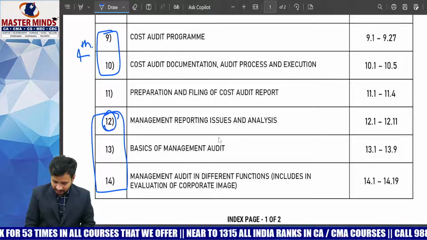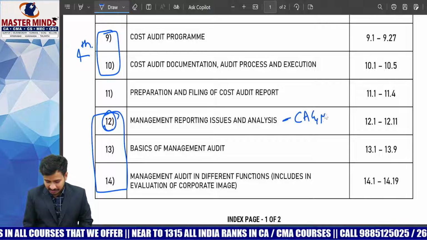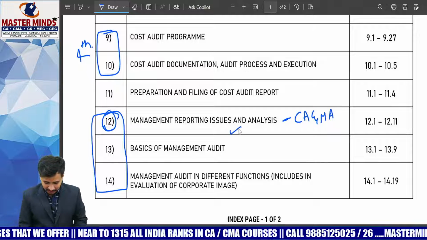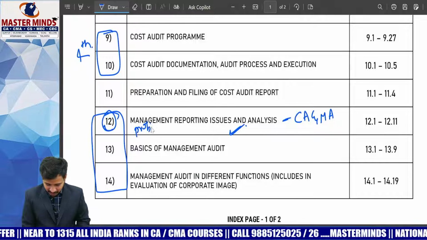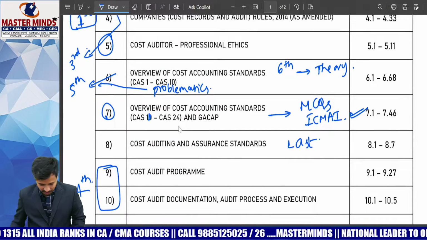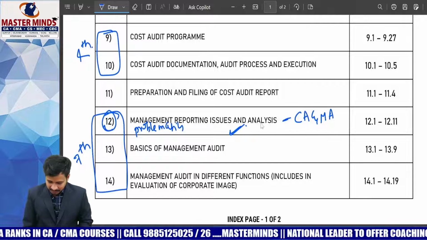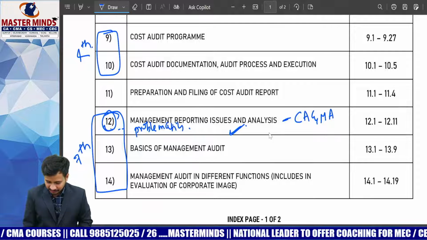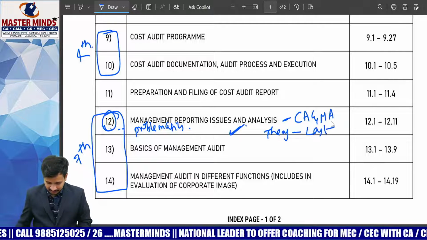Point number 12, management reporting issues and analysis, is actually a combination of cost audit and management audit, so take more care. And you even have problematics in this chapter. So better to prepare the problematics, don't leave them, okay? Because you might get tested in the examination. So after the sixth preference, the seventh preference is for this one. And in chapter number 12, problematics is the seventh preference. Theory of this is the last preference.